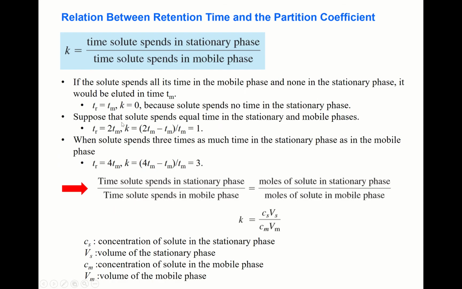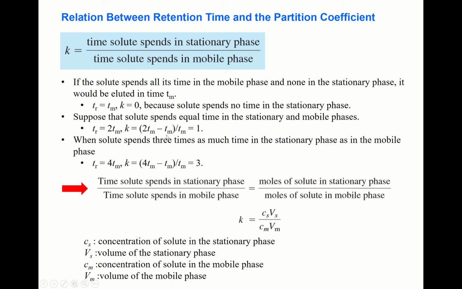But suppose that the solute spends equal time in the stationary and the mobile phase. Then tm is always there, and tr is twice tm. So tr equals 2 times tm, so k, the capacity factor, equals 1.